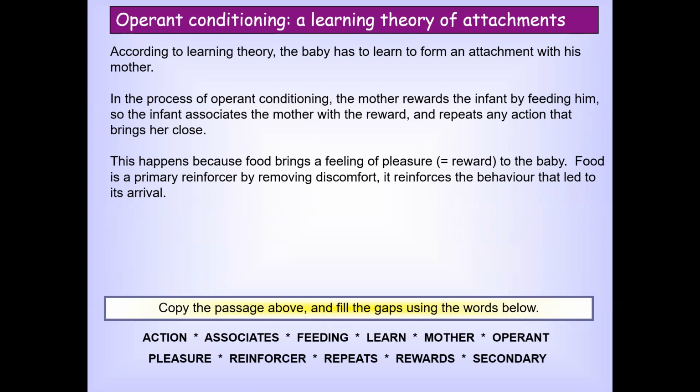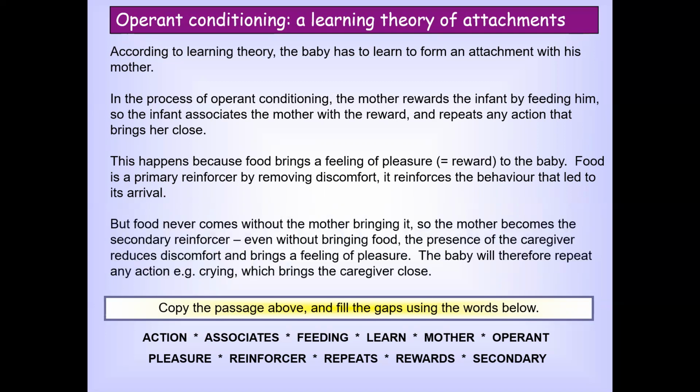But food never comes without the mother bringing it. So the mother becomes a secondary reinforcer. Even without bringing food, the presence of the caregiver reduces the discomfort and brings a feeling of pleasure. The baby will therefore repeat any action, for example, crying, to bring the caregiver close. And that is the start of the formation of attachment from an infant's perspective.